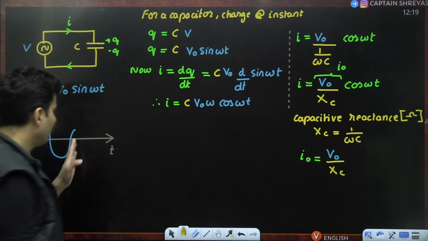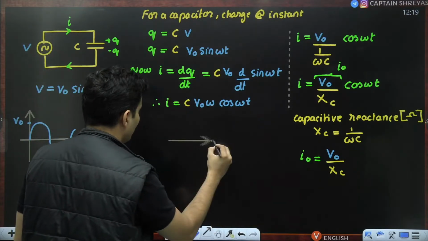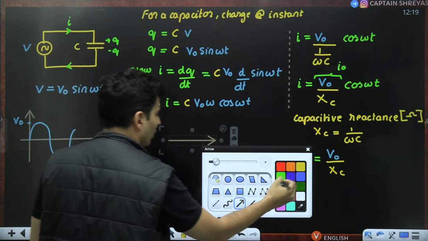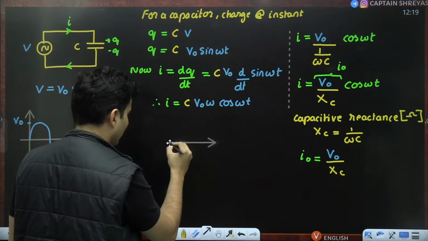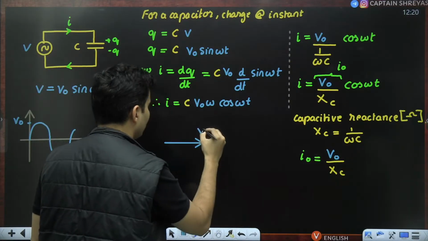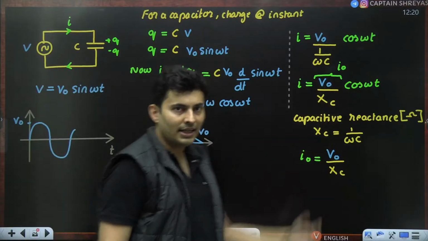Okay, very good. So now, if you were to draw a phasor diagram, this is the reference line. My voltage phasor would be like this over here, which is a sine graph. The current graph is a cosine graph.